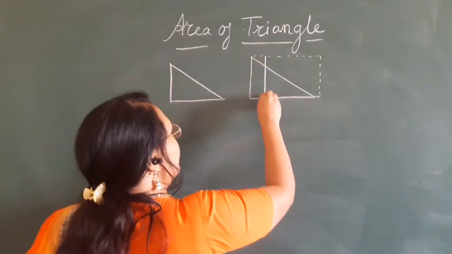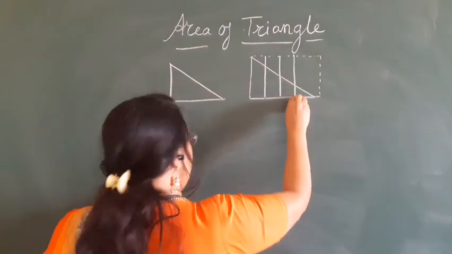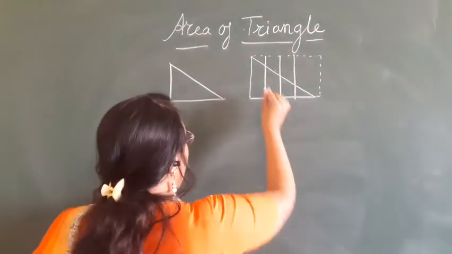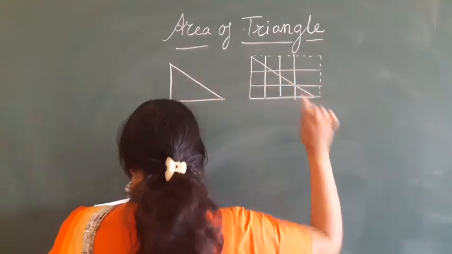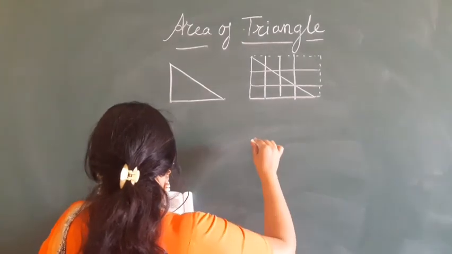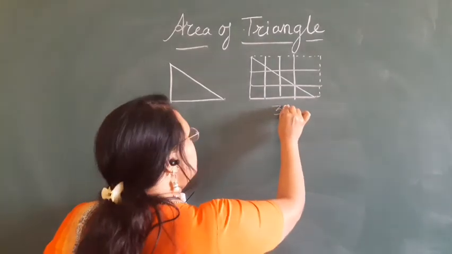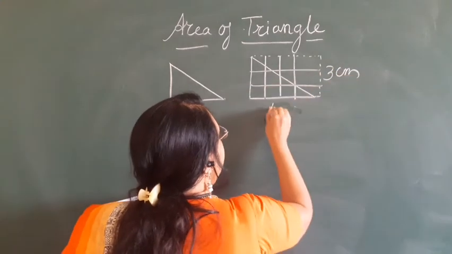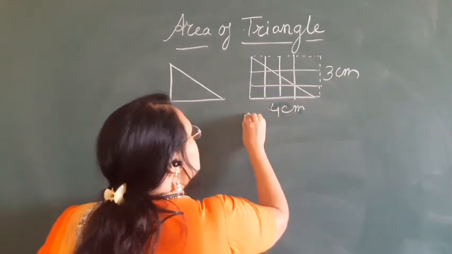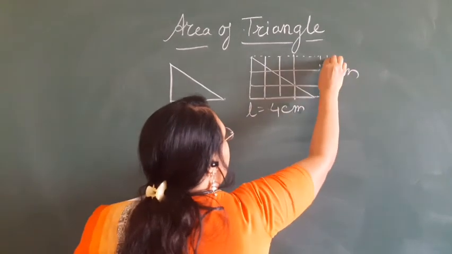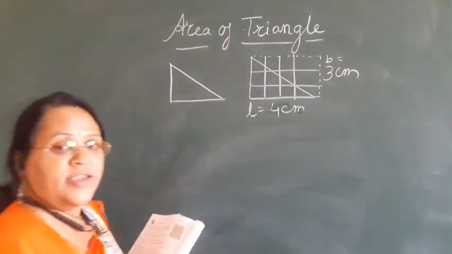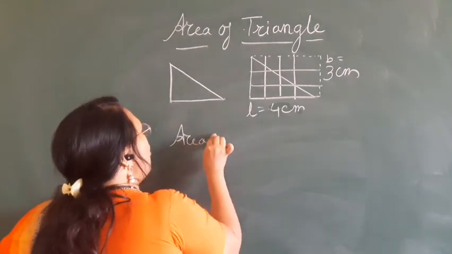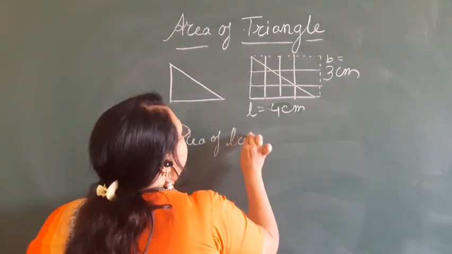So it will be like this: 1, 2, 3 and 1, 2, 3, 4 it is given there, and 1, 2, 3. Okay. So it is given 3 centimeter and this is given 4 centimeter. So length equals 4 centimeter and breadth equals 3 centimeter. Got it? We have to find the area of triangle.